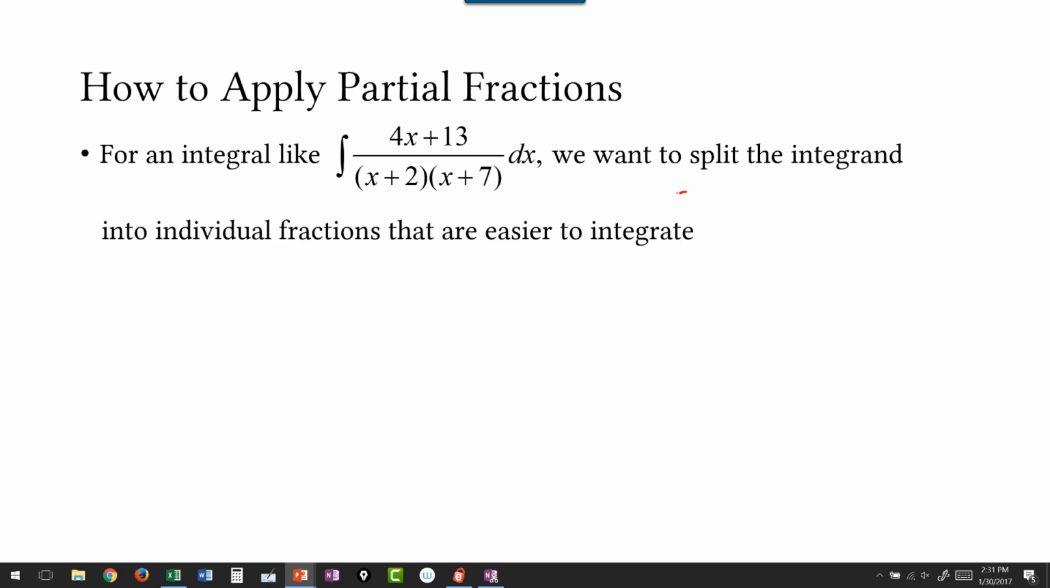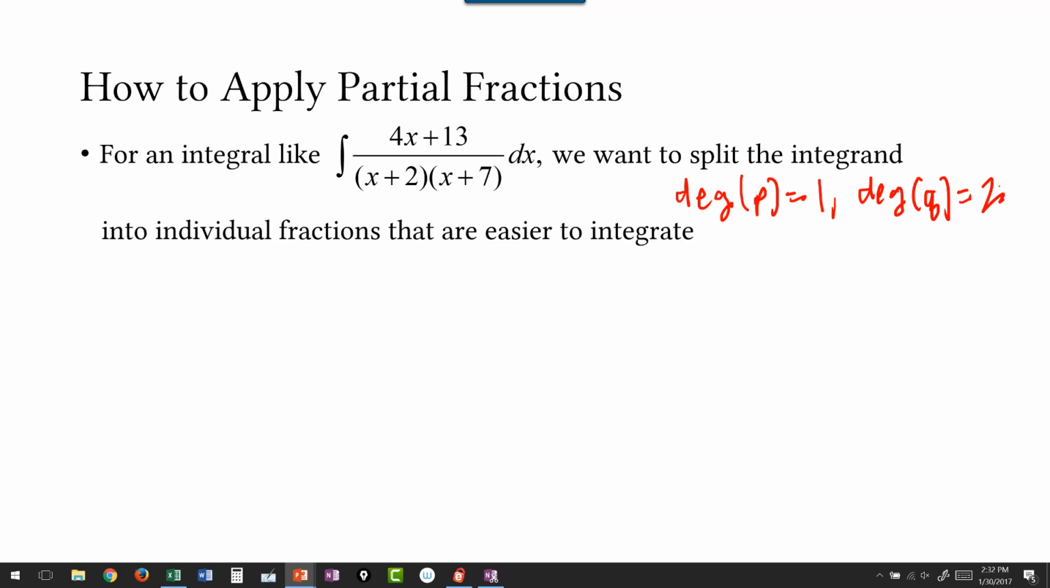Now I want to point out that this is a rational function because we have a polynomial 4x + 13 on top and a polynomial (x + 2)(x + 7) on the bottom, which we could multiply out to give us a polynomial in the denominator. Furthermore, the degree of the numerator is 1, and the degree of the denominator would be 2, right? If I multiplied (x + 2) times (x + 7), the biggest power on x would be an x squared.